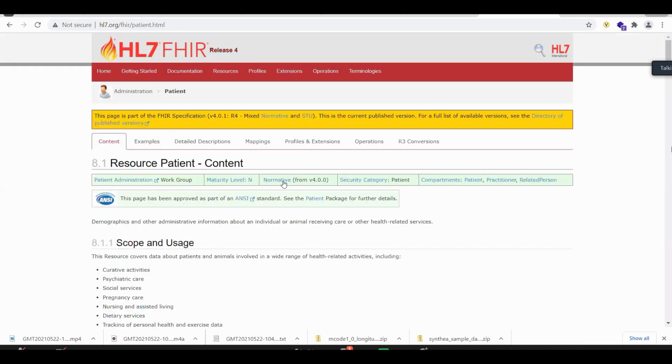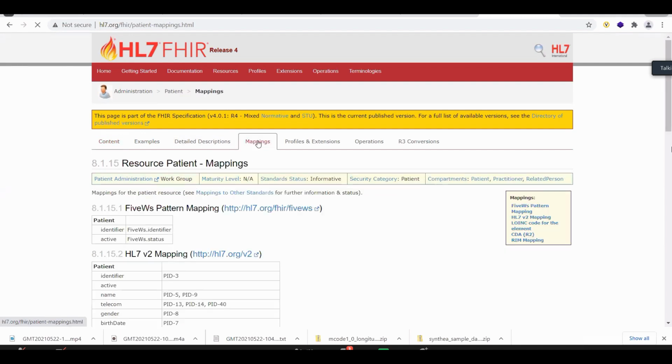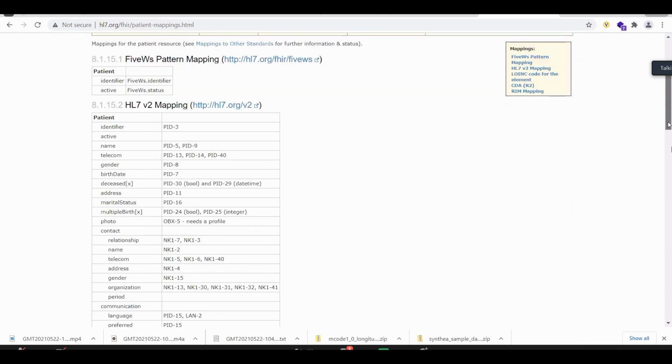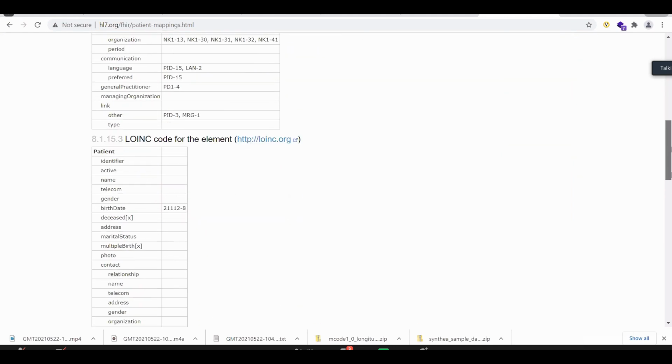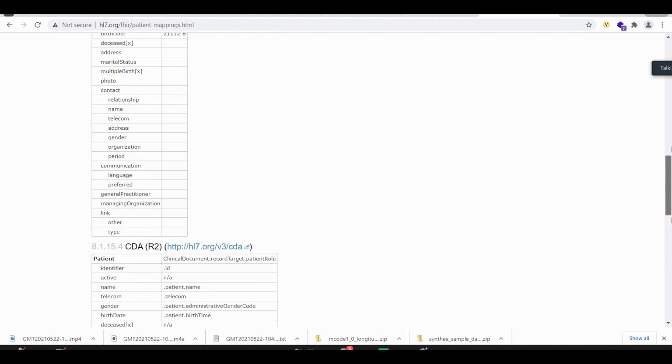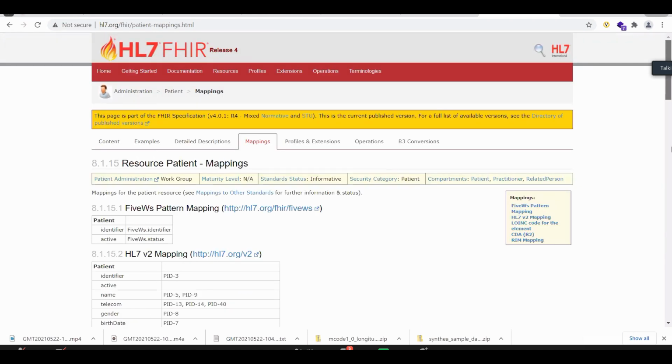Then it also supports detailed descriptions, where you will see the details of each and every field. Mappings are like, if there is a resource, what would be its equivalent in, say, version 2 or version 3 of HL7? That indicative mapping is done here, even for different standards. But keep in mind, this is just a guiding mapping, so don't take it as the mapping. It may not be exactly what you would want.